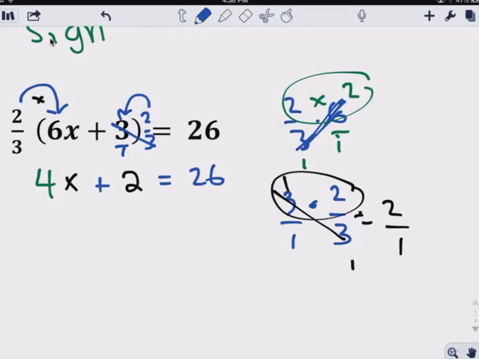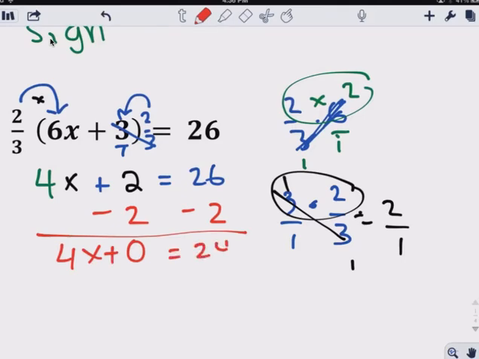A plus here, minus 2 minus 2. That gives you a 0. 4x plus 0 equals 24. This is why we cross it out, because 4x plus 0 is still 4x. Anything added to 0 is itself. Okay, and then what we do is divide last, divide by 4, and our answer is 6.